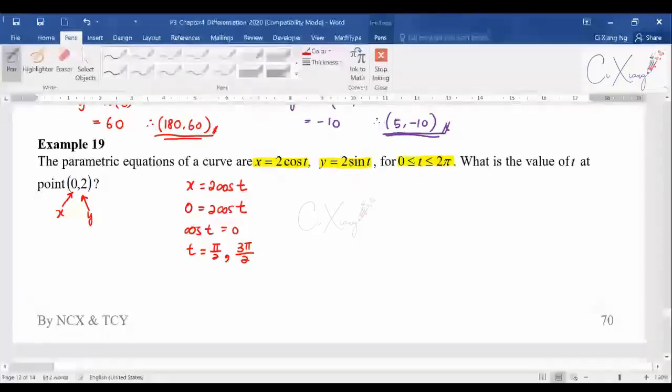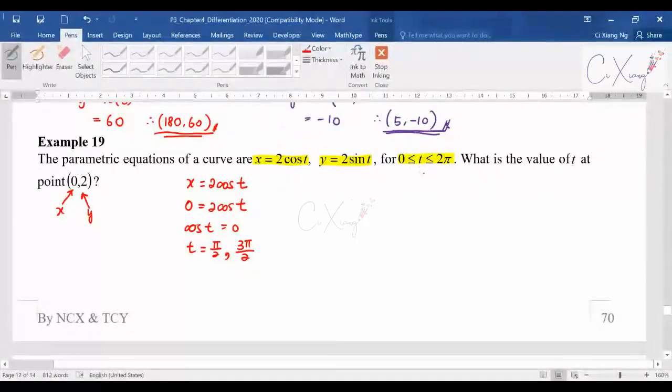They are asking for one cycle, four quadrants, so for cos t equals 0 you should have two answers here, pi over 2 and also 3 pi over 2. So for this question, although they want you to find the value of t, right?